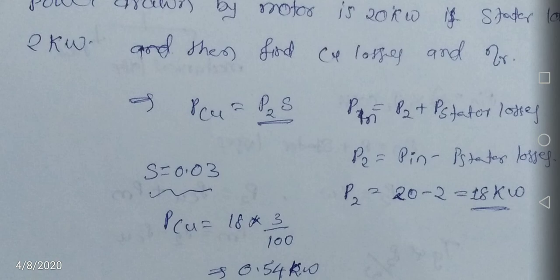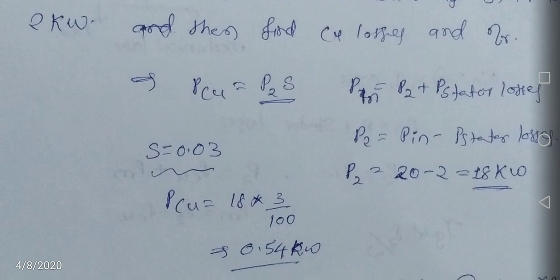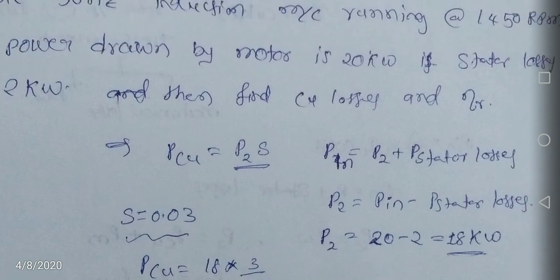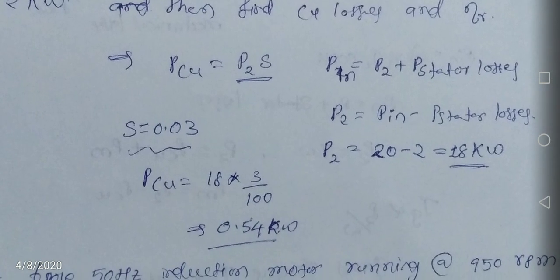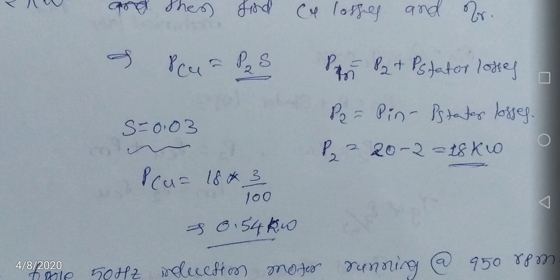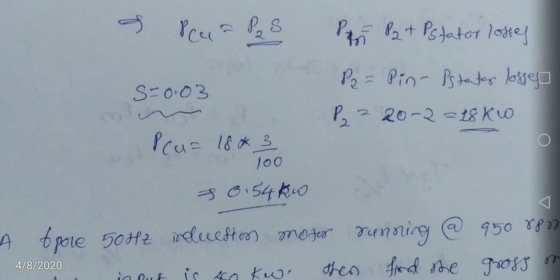As we know, PCU is equal to P2 into S. So S is NS minus NR by NS. NS is 1500 rpm, NR is 1450 rpm. So 1500 minus 1450 equal to 50 by 1500, which equals 0.03. PCU equal to P2 into S. S is 0.03, P2 is 18 kilowatt.